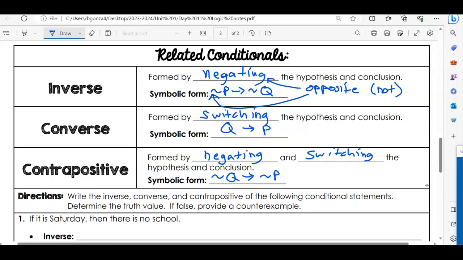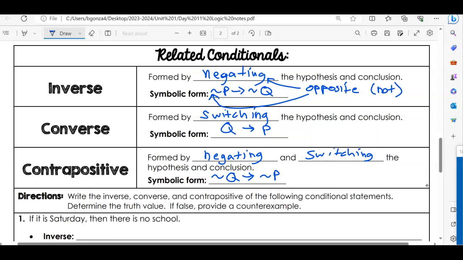Okay. So basically, inverse means opposite. Now, check it out. The opposite of a P is a squiggle P. Squiggle is the word for not, or opposite. The opposite of Q, squiggle Q, okay? So here's the deal.